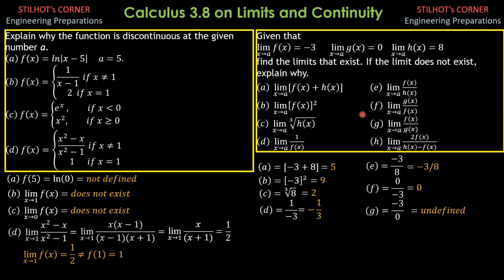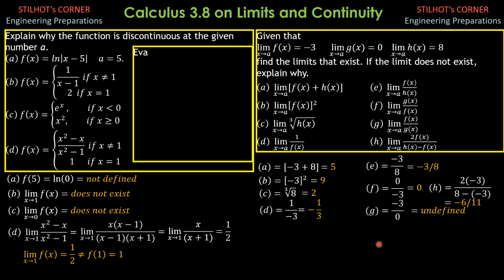Then letter H, limit of 2 times f of x over h of x minus f of x is 2 times negative 3 over 8 minus quantity negative 3, so negative 6 over 11, so negative 6 over 11. And we have additional exercises here.